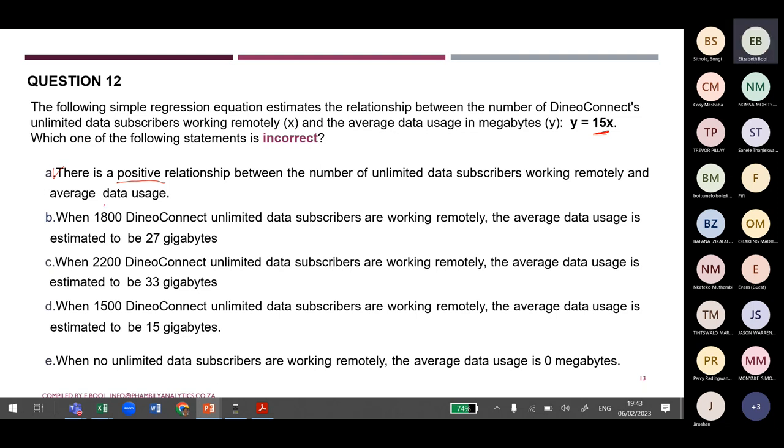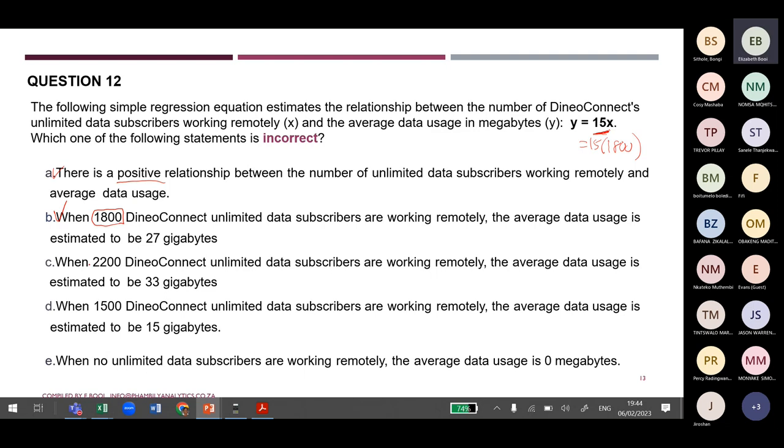When 1,800 Dineo Connect unlimited data subscribers are working remotely, the average data usage is estimated to be 27 gigabytes. Is that correct? How do I know that? 1,800 is your X. You just substitute it back into that equation. So you will say 15 times 1,800. You get 27 gigabytes, which might be 27,000. On your calculator, do you get that? Or is it another value? 27,000. Is it 27,000? Yes. Then it means this is correct.